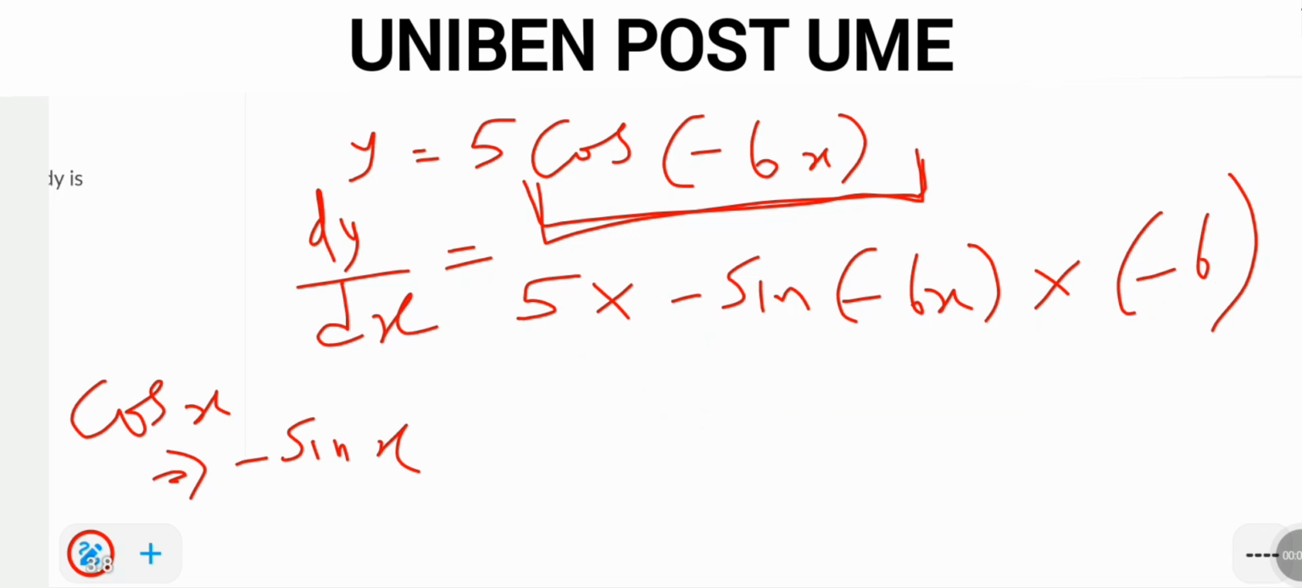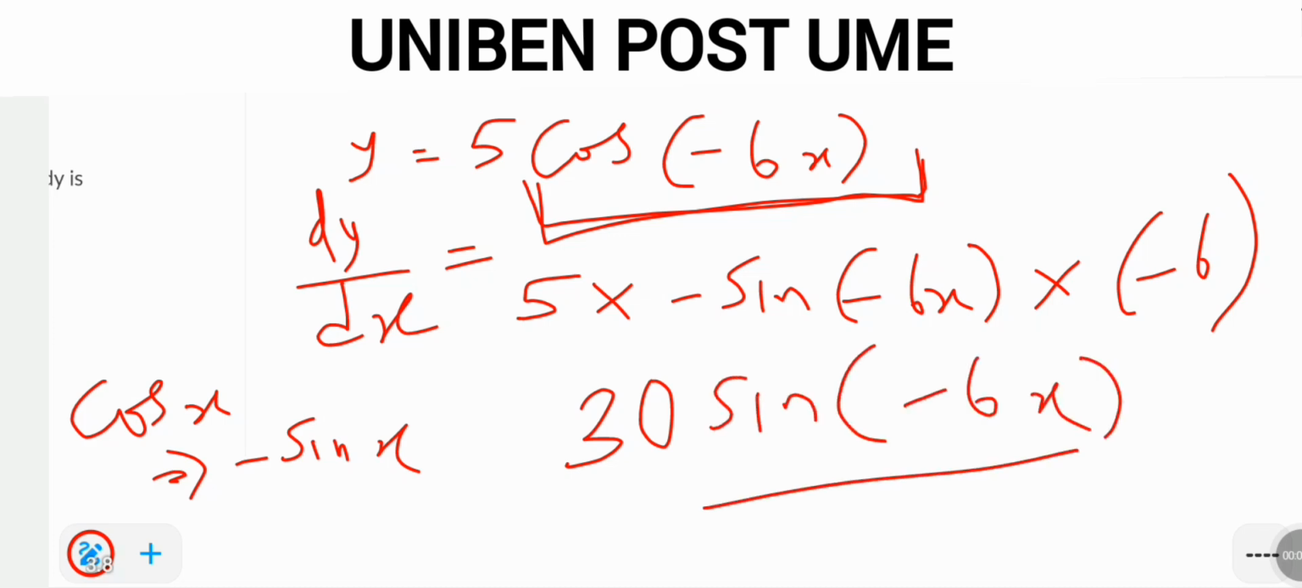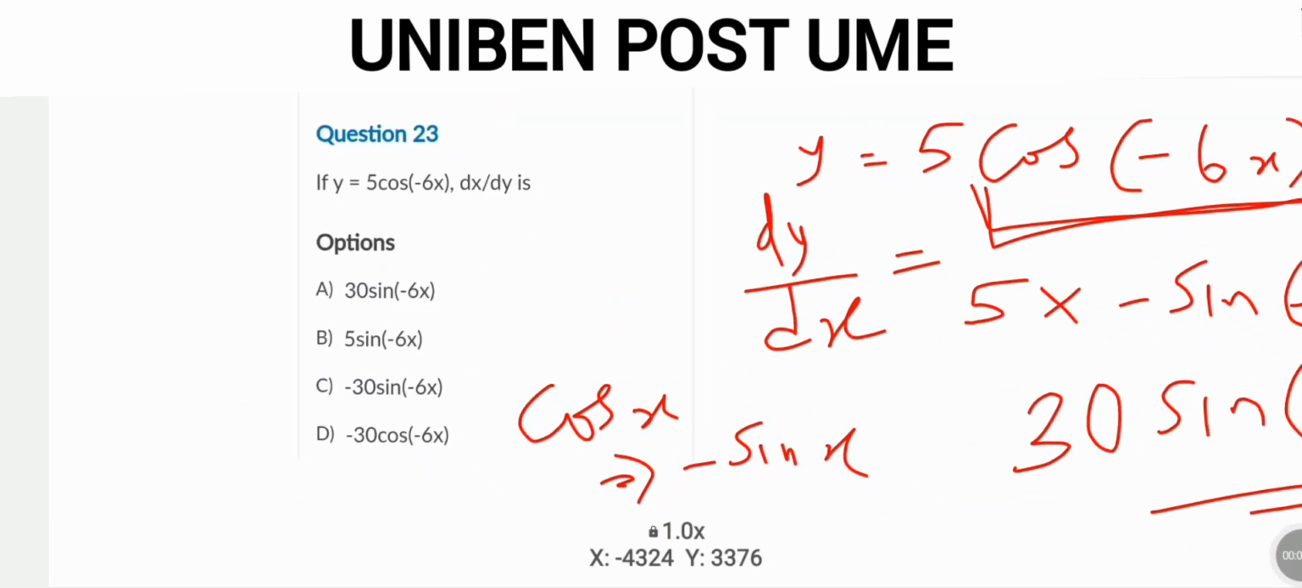So let's do that real quick. 6 times 5 is 30. So the negative sign will disappear. These two will cancel out, because minus times minus is plus. Then we take the next part, sine of minus 6x. So this is the final answer. Then let's check it out in the options to see if it's there. That will give you 30 sine of minus 6x. So that is option A.